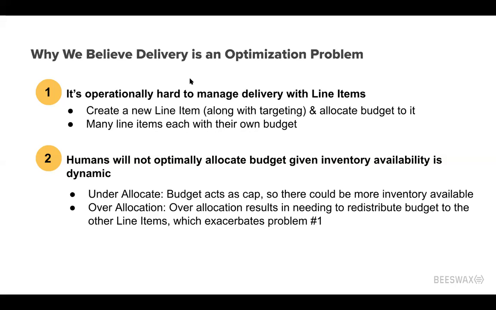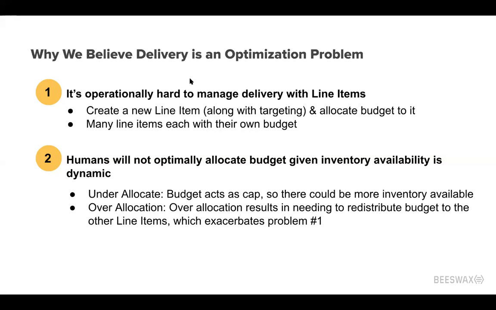You may be capping yourself on more inventory that's available. So that's a common thing. Another is over allocation. What happens when you over allocate budget is that if you want your campaign to deliver in full, you will need to realize that there's not enough inventory and then redistribute that budget to the other line items to ensure that you hit your overall budget. And that sort of exacerbates the first problem, which is you have a bunch of these line items and you have to manage them.